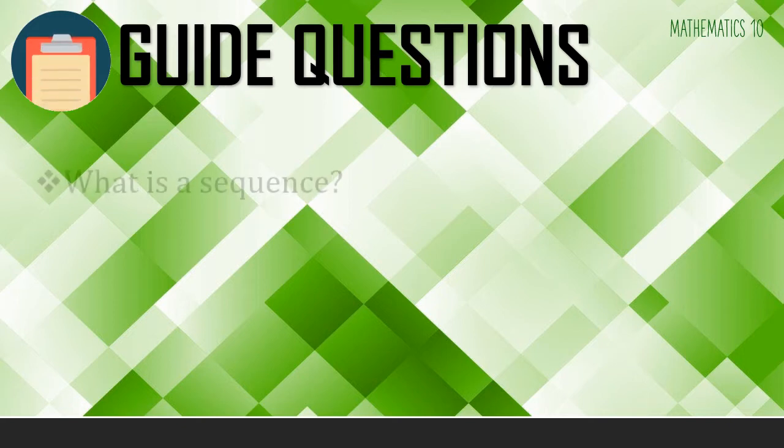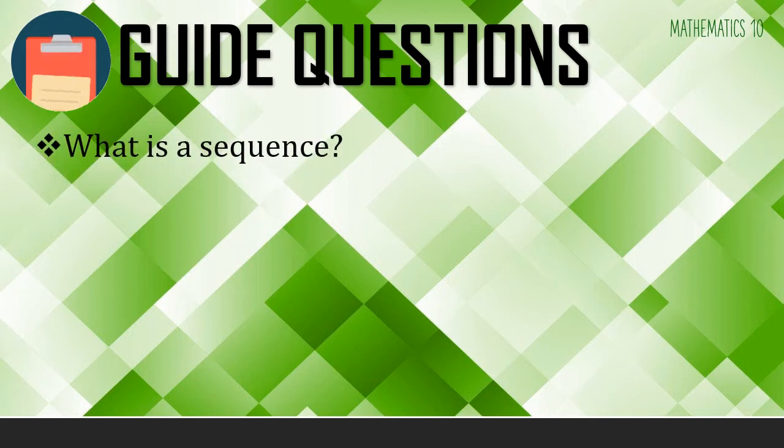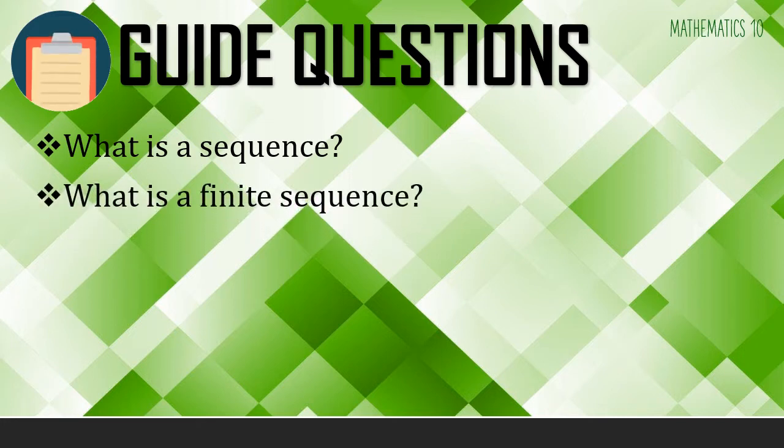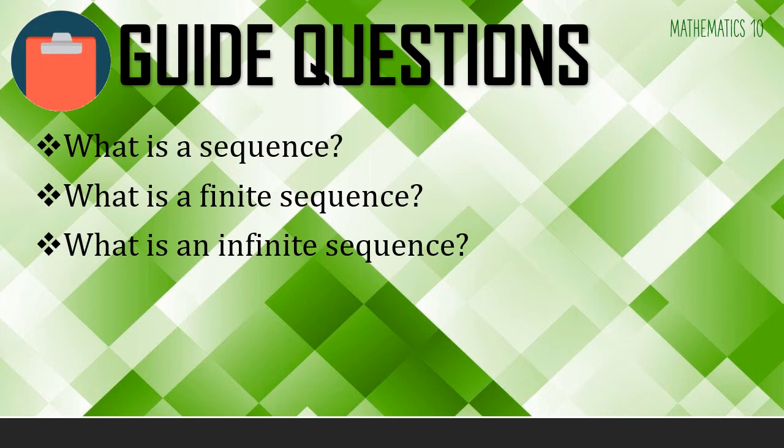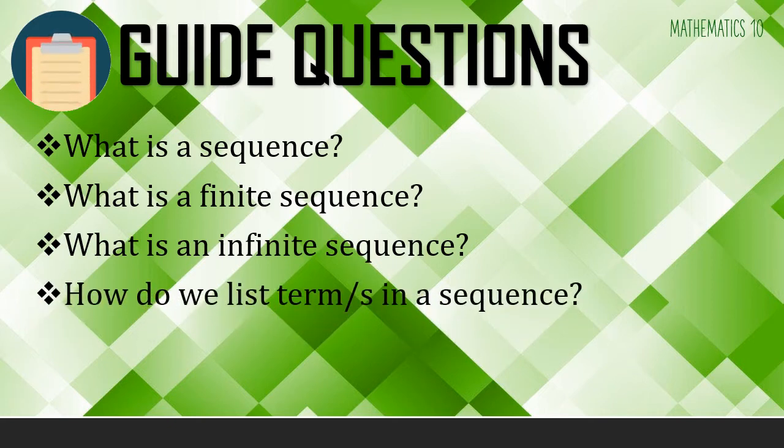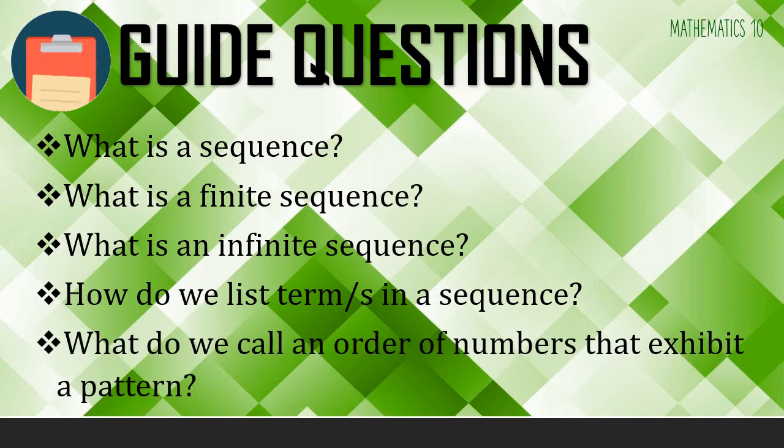First, what is a sequence? Second, what is a finite sequence? At the same time, what is an infinite sequence? How do we list terms in a sequence? And lastly, what do we call an order of numbers that exhibit a pattern?